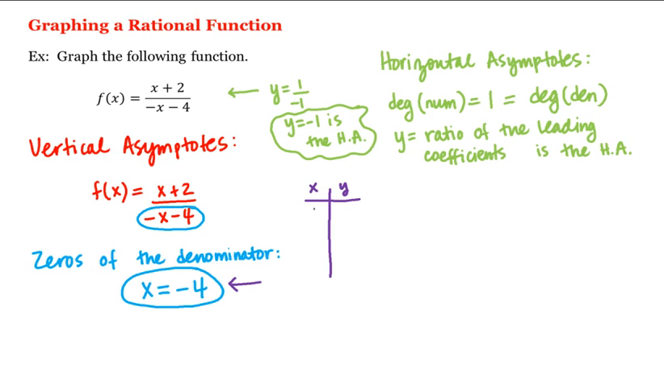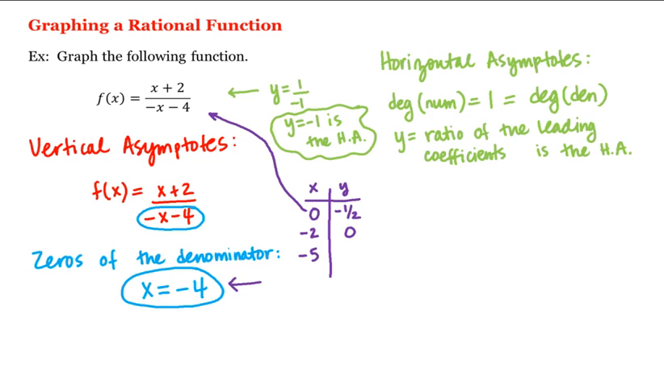So we have x and y. When x is equal to 0, we can plug 0 in up here. We get 0 plus 2, which is 2, divided by 0 minus 4, or 2 divided by negative 4, which is negative 1/2. So y would equal negative 1/2. When x is equal to negative 2, we get y is equal to negative 2 plus 2, which is 0, divided by negative 2, which is plus 2, minus 4, which is negative 2. And 0 divided by negative 2 is 0.